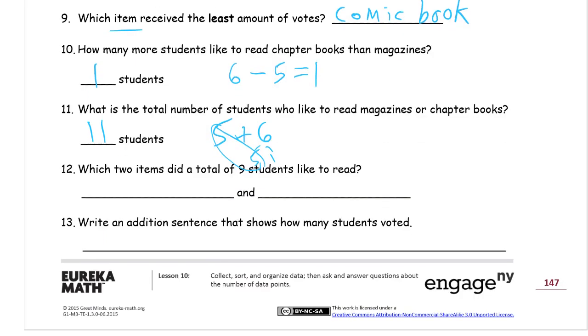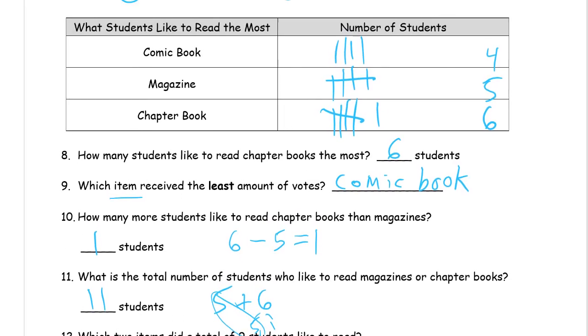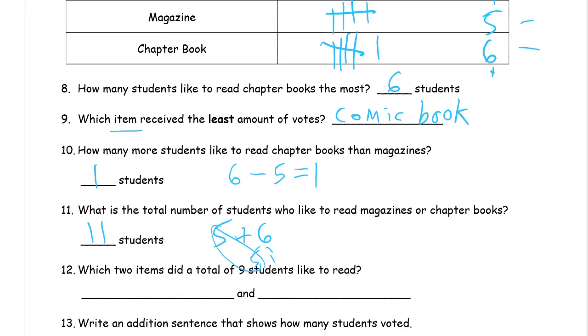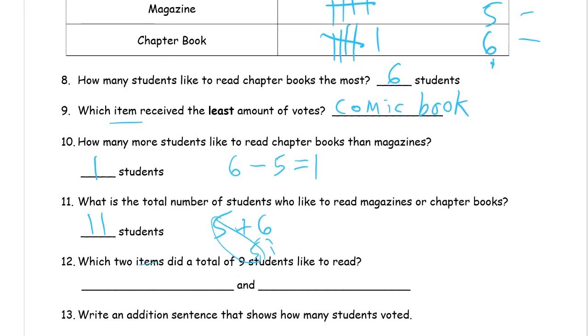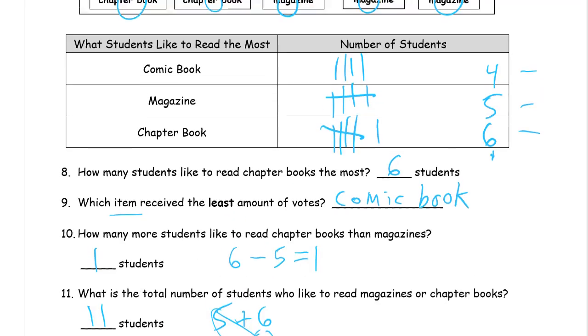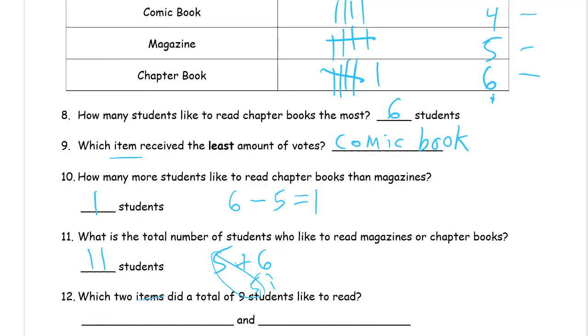Which two items did a total of nine students like to read? So how can we get nine out of these numbers here? Well, six and four make 10, so that's too much. And then the six and the five is going to make 11, so we can't use the six. It's going to have to be four and five. So which had four and five? That's the comic book and the magazine.